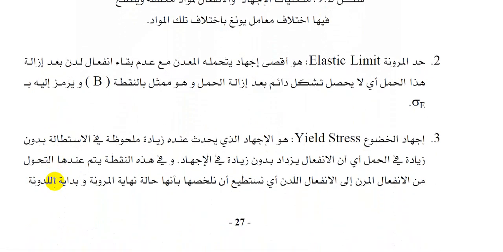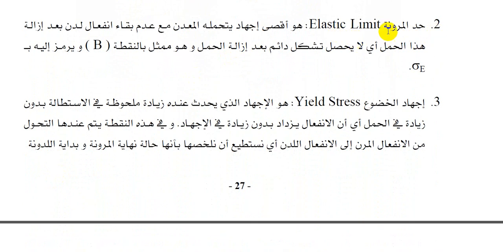The elastic limit, number 2, is the maximum stress the metal can withstand without sustaining a plastic strain after the applied load is removed, which means there is no permanent deformation. It is represented by point B and denoted by sigma E. Sigma is conjugated with the letter E as an index for a certain type of stress obtained.